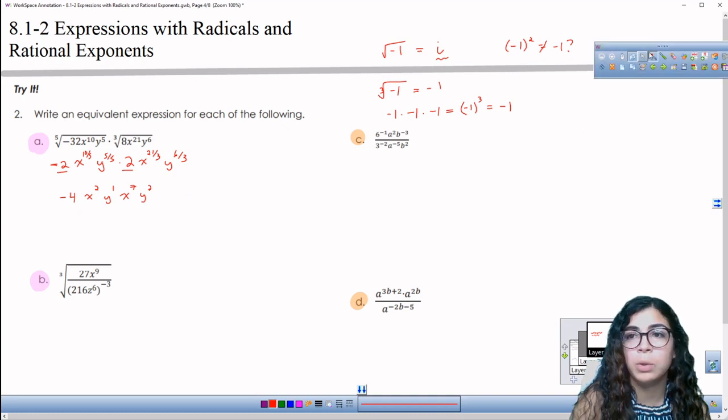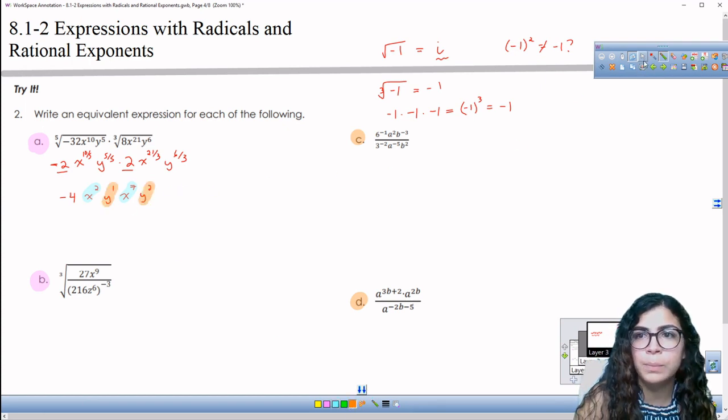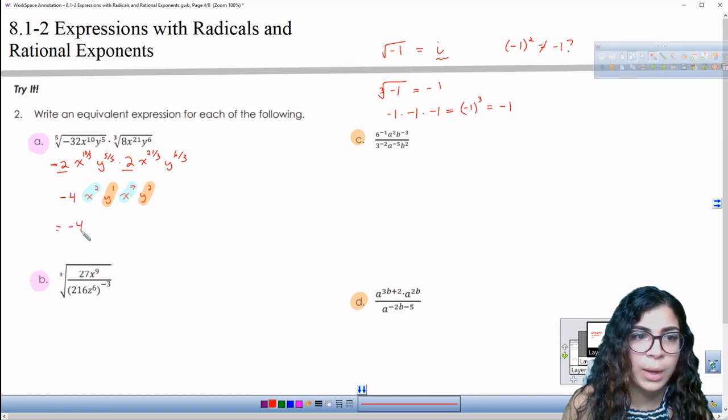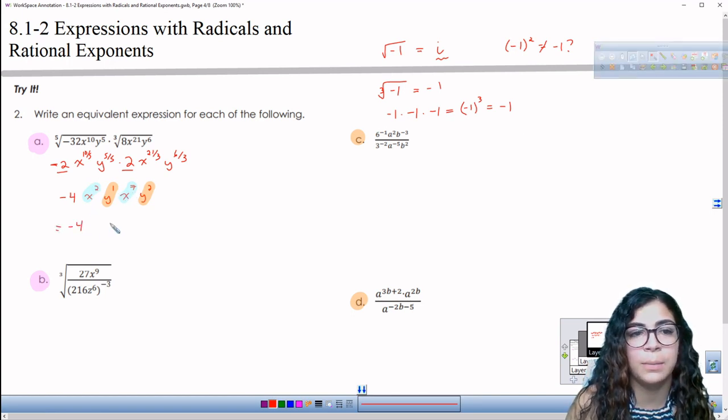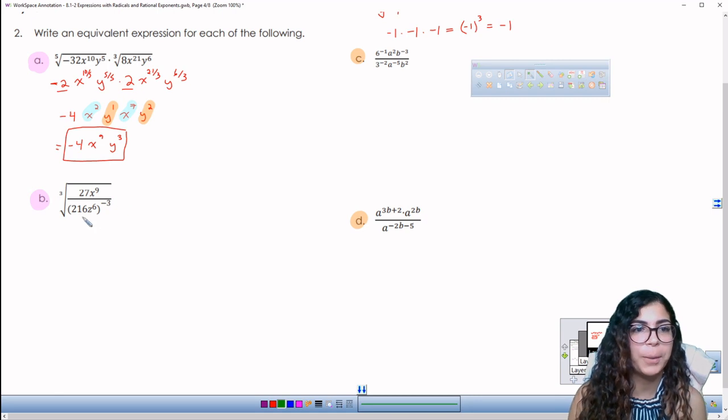Now we do have multiple bases, so we are going to have to consolidate these together. So x to the power of 2 times x to the power of 7 will be x to the power of 2 plus 7, which is 9. y to the power of 1 times y to the power of 2 will be y to the power of 1 plus 2, which is 3. And that's our final answer for part A. Let's move on to part B.